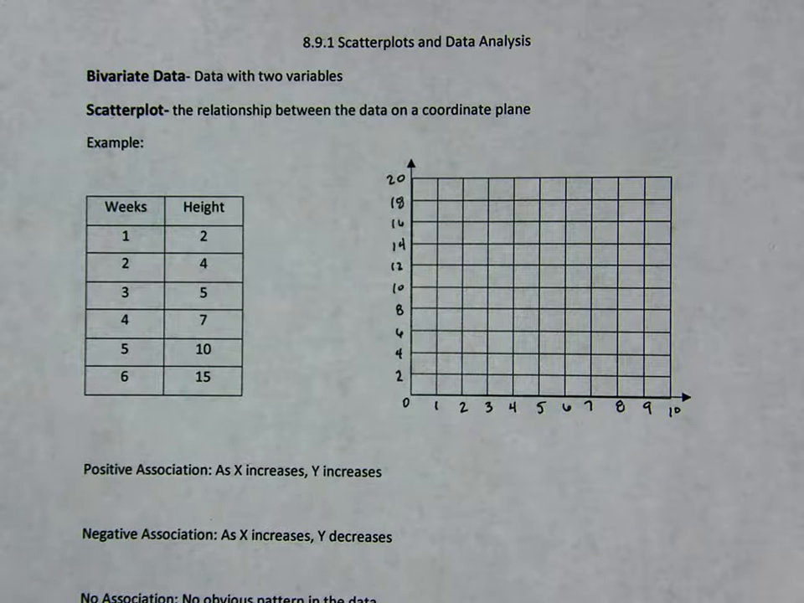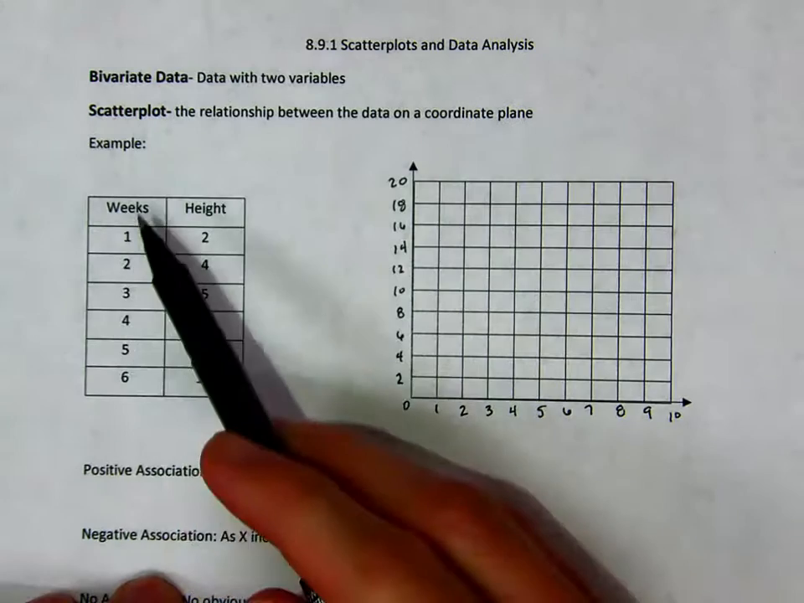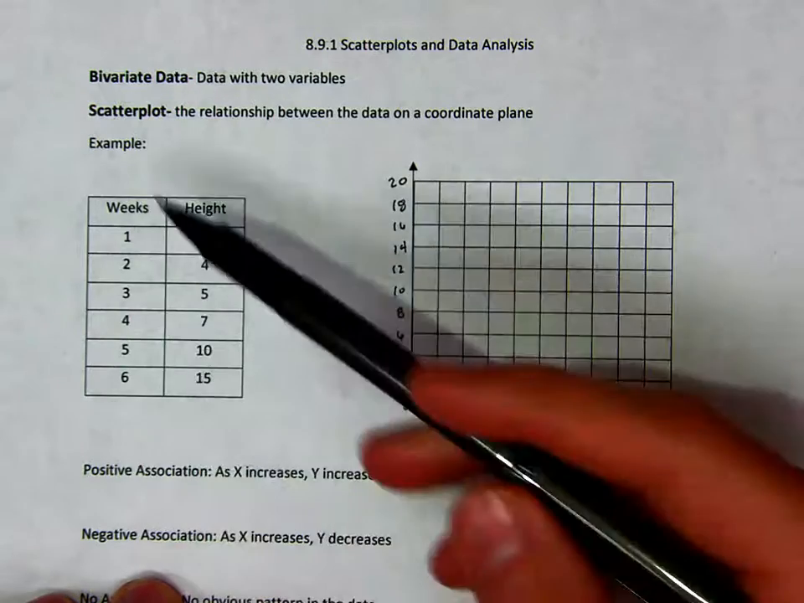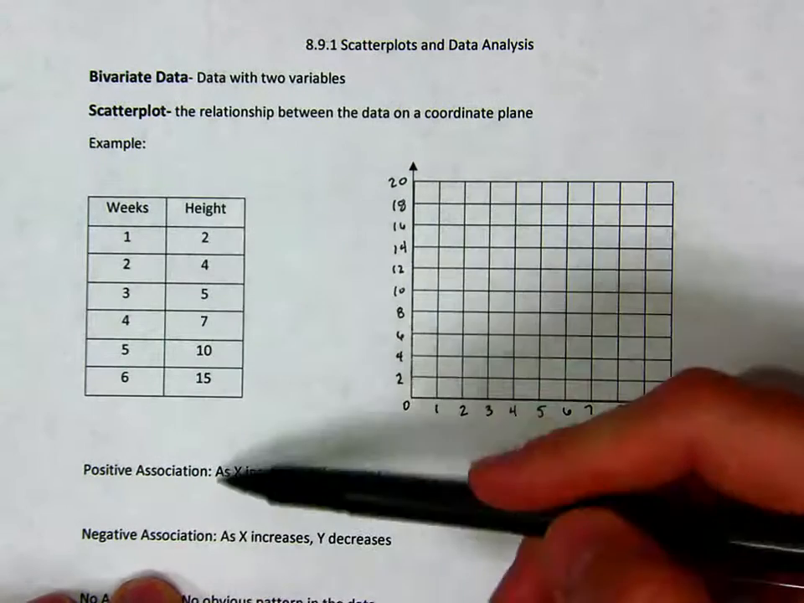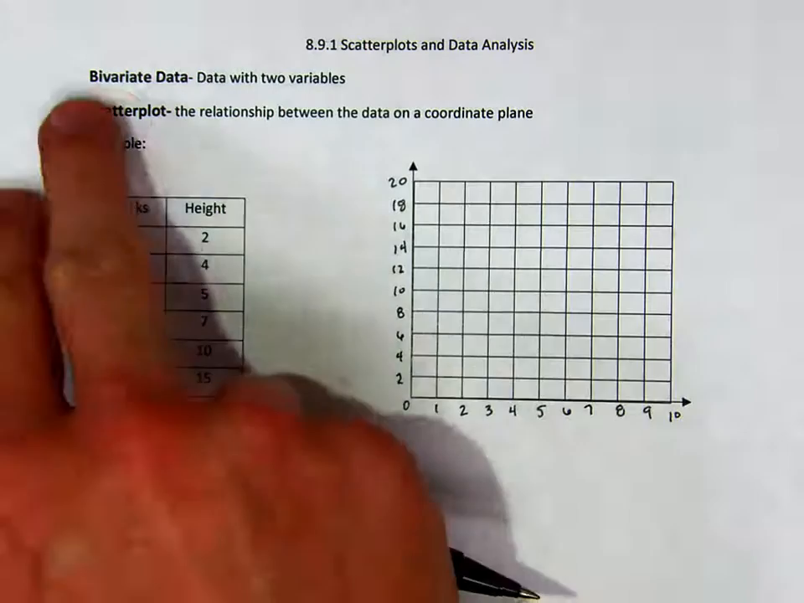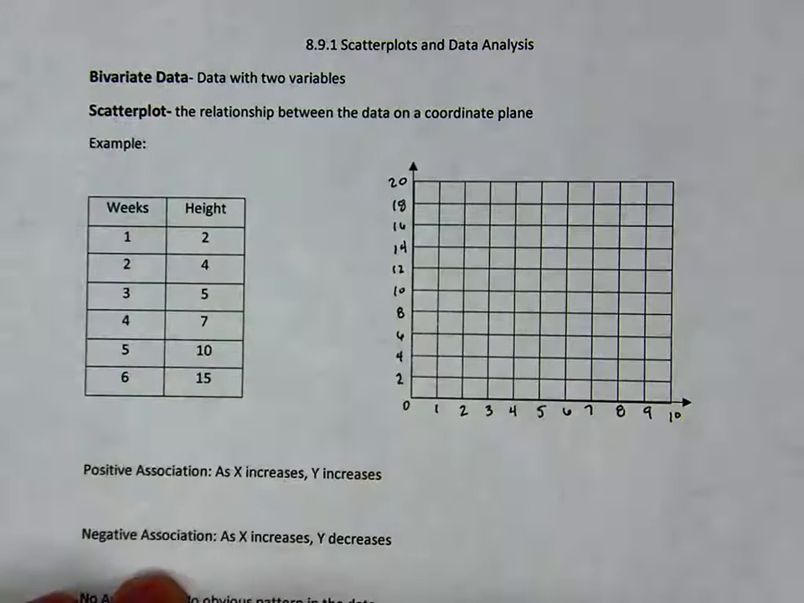Alright, today we're going to go over scatterplots and data analysis. I've got two definitions to start you out with and several definitions to go on after that, but we'll get into it. So, bivariate data. This is just a fancy way of saying that the data has two variables. In our table here, we've got weeks as one variable and height as our second variable.